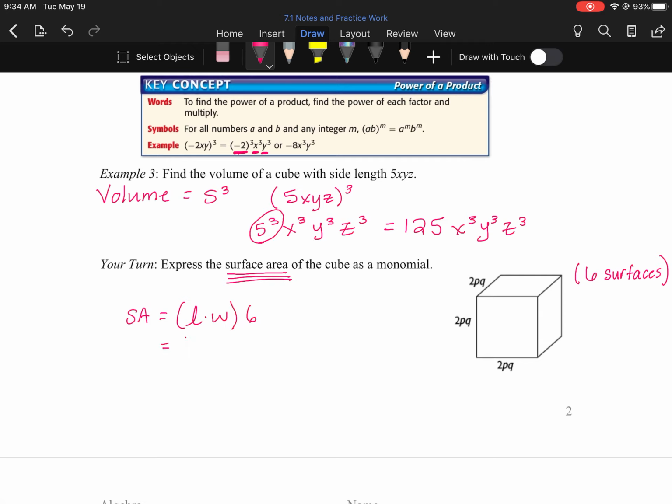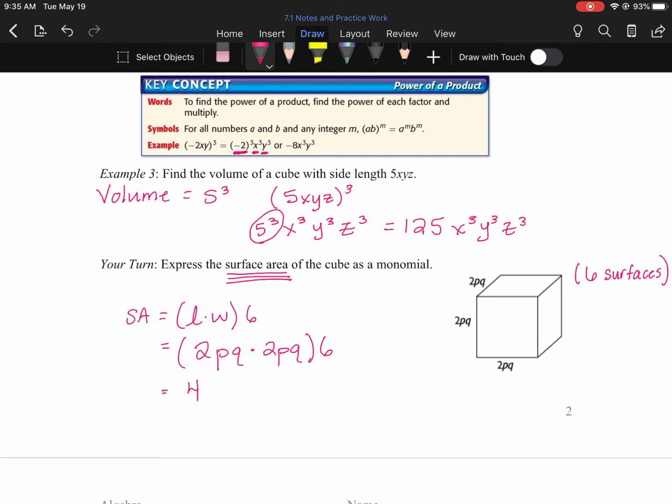6. So I'm going to do 2pq times 2pq, and then 6. I could have done 2pq squared. That's actually technically what they wanted you to do here, but it's just as easy to do it this way.